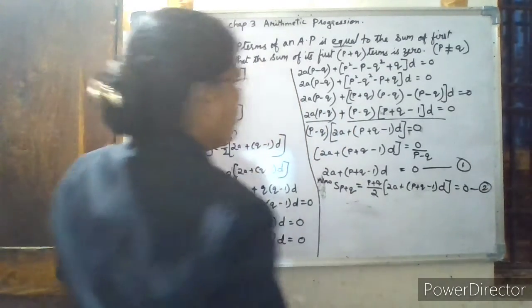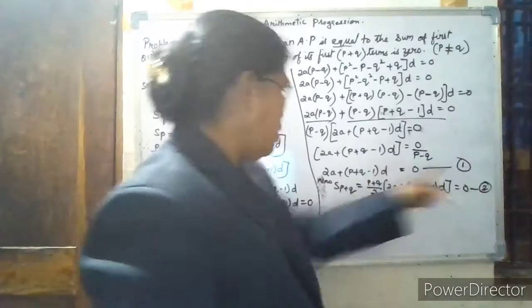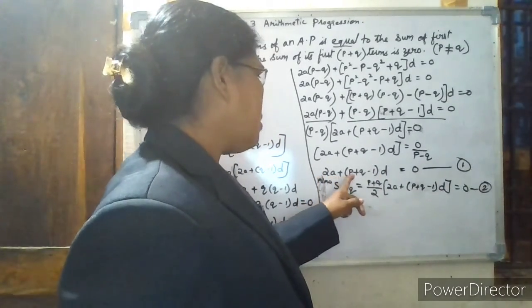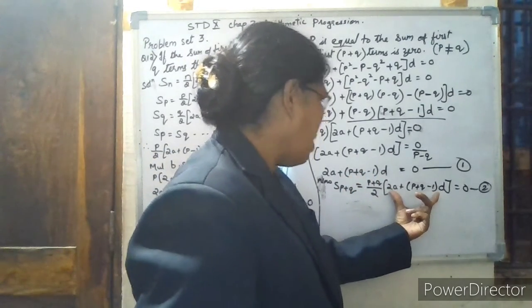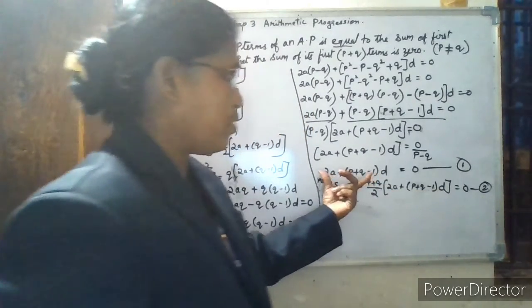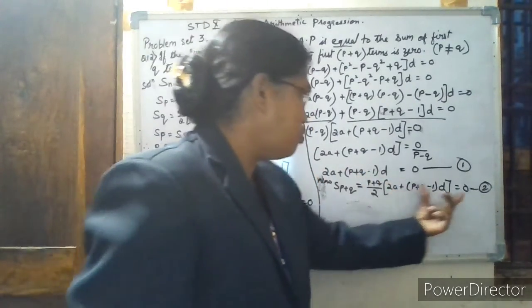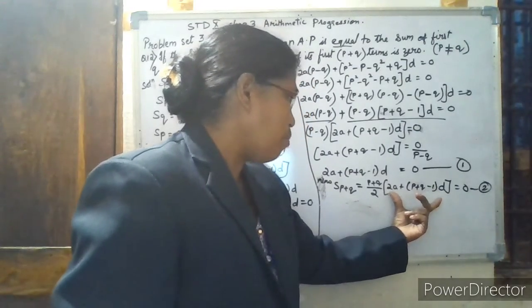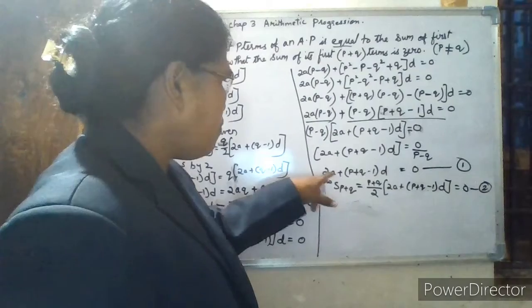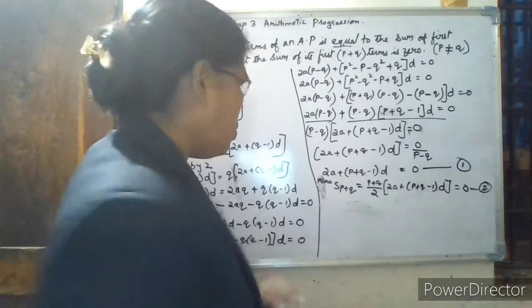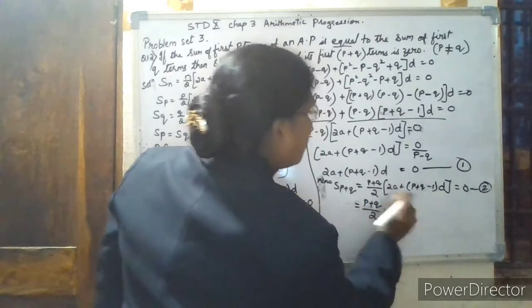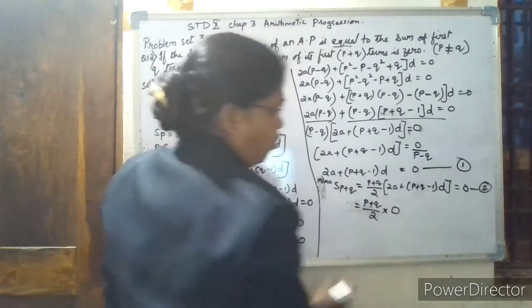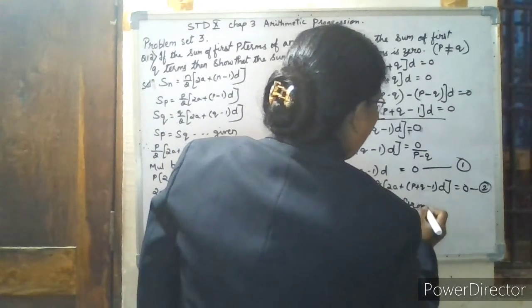From points 1 and 2, you can observe that in 0.1, 2a plus p plus q minus 1 into d, this square bracket is the same as this one. 0.1 is equal to the square bracket of 0.2, exactly the same. Therefore, in 0.1 we have got that this value is equal to 0. So we put p plus q by 2 into this whole bracket equal to 0. We got this from 1 and 2.